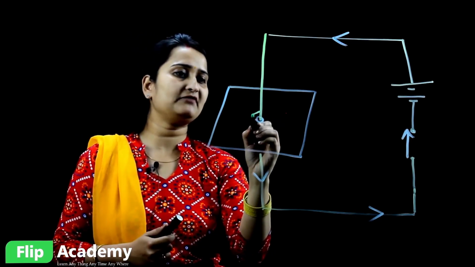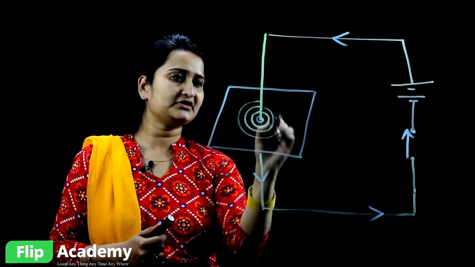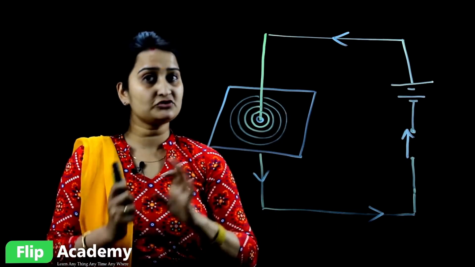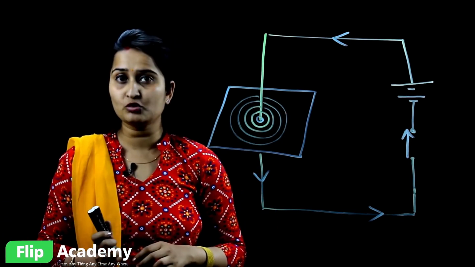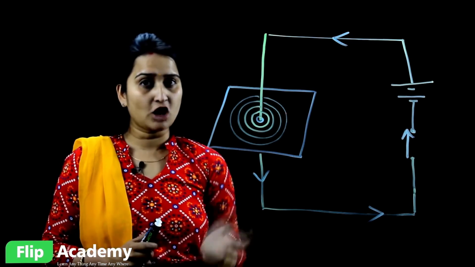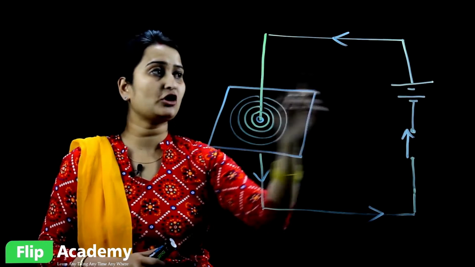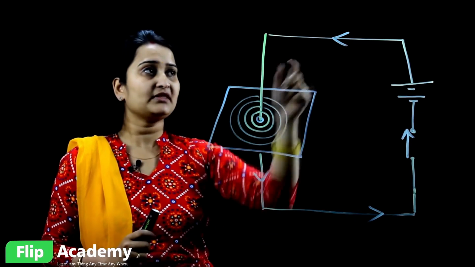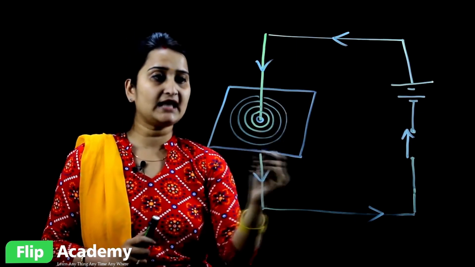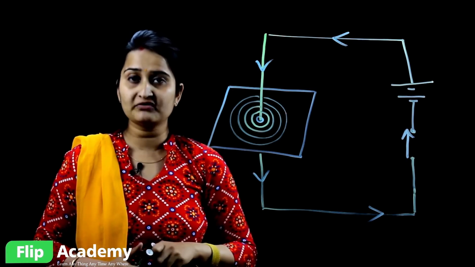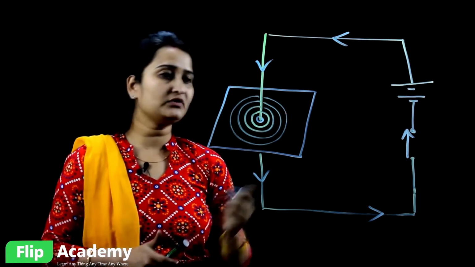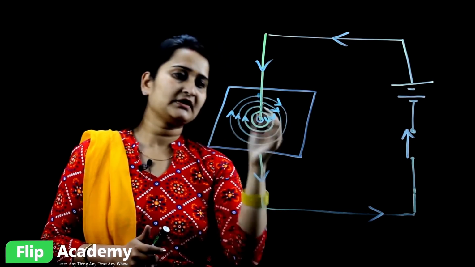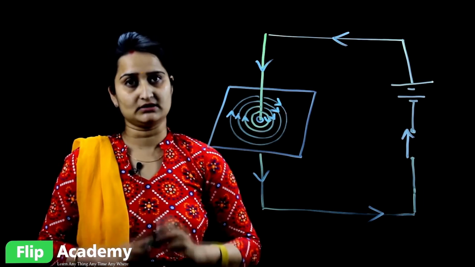Again, if you sprinkle some iron filings, they arrange themselves in concentric circles. The direction of these concentric circles is now changed. In the previous one, they were moving in the anti-clockwise direction, and now they move in the clockwise direction because the polarity is reversed. So we can conclude from this diagram that when the current flows in the downward direction, these concentric circles move in the clockwise direction.